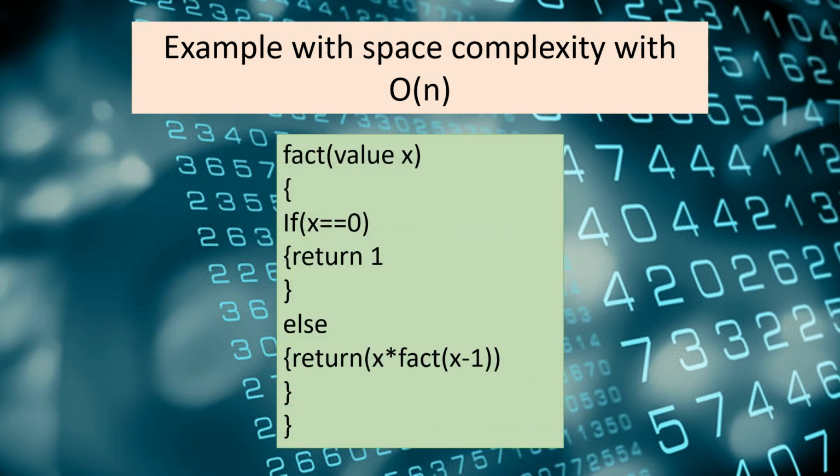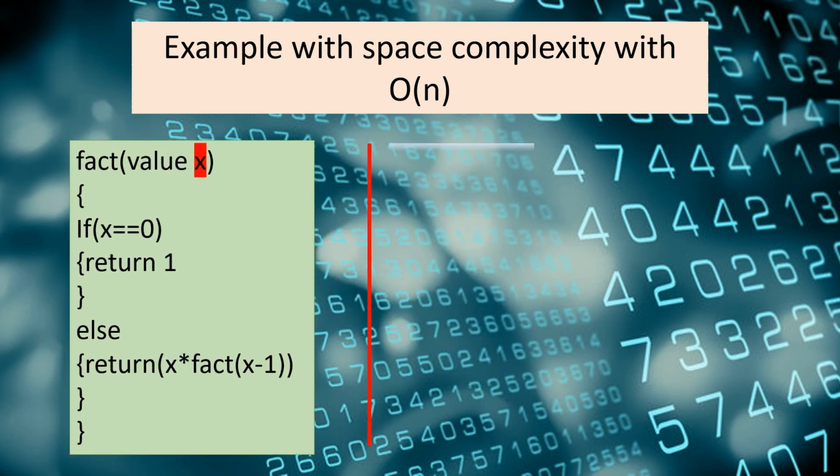Now let us take a factorial program with recursion. By comparing the factorial algorithm with recursion and without recursion, we can understand why space complexity is important. In the first step, let us allocate space to variable x. As we already allocated space to variable x, we need not allocate the space again and again. Let us assume auxiliary space required equals 5 units.